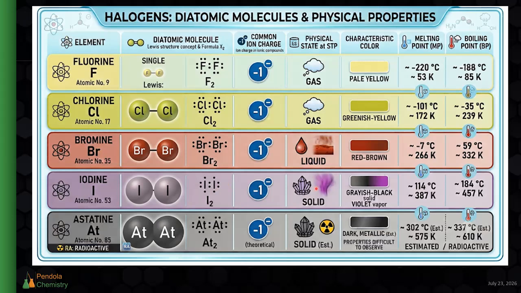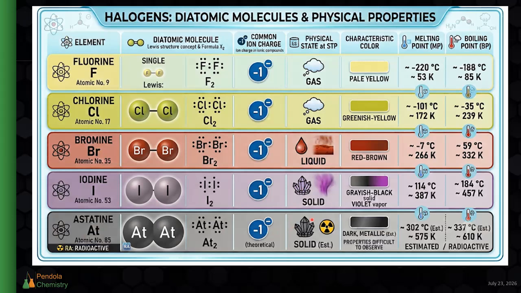Iodine is going to be a grayish-black solid that gives off a purple vapor. So iodine is normally solid at room temperature and pressure. It is a grayish-black solid, but it does very easily turn into a gas, which is a purple color. So be very careful when you're being asked about the difference between solid iodine and iodine vapor. Solid iodine is grayish black, iodine vapor is purple.